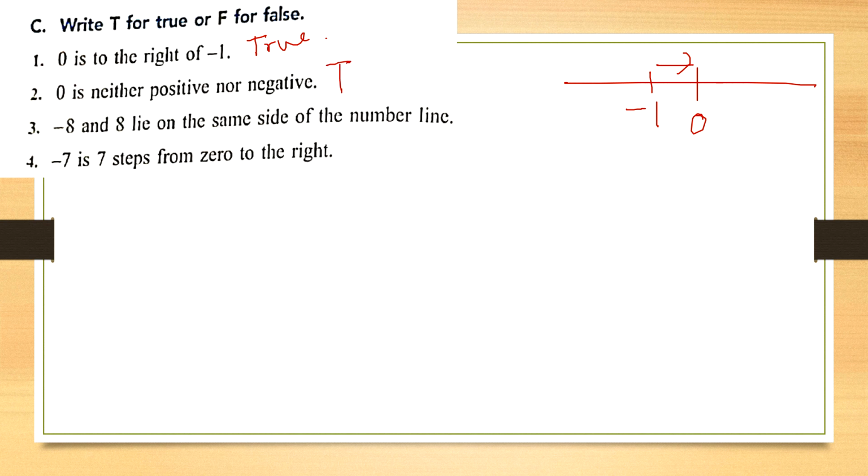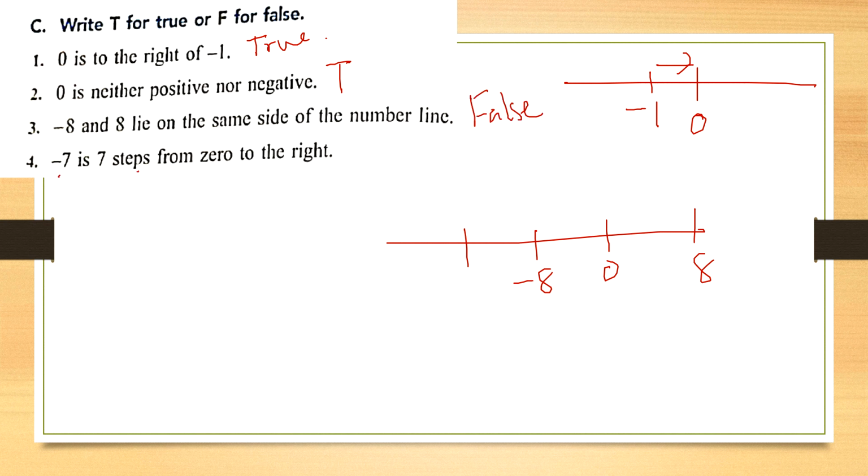Minus 8 and 8 lie on the same side of the number line. Now, if it is to be on the same side of the number line, let's say it is 0. So if this is minus 8, this is 8. So not possible, right? This is not the way to write the numbers. So 8 is obviously on the other side somewhere here. So they are on the opposite side. They are not on the same side. So this is a false statement.